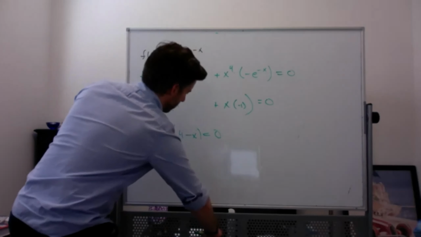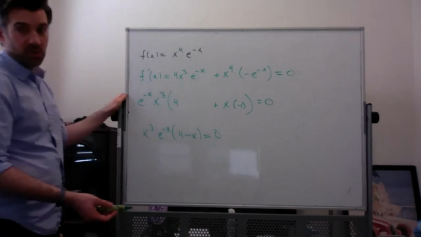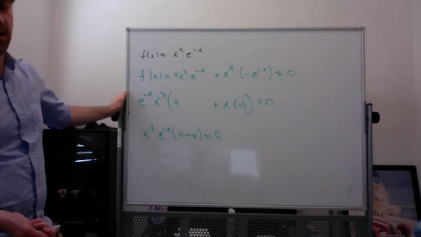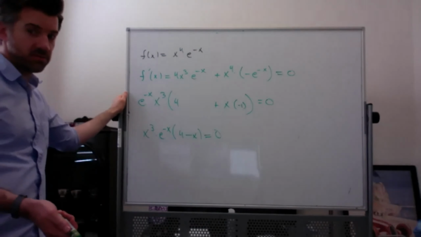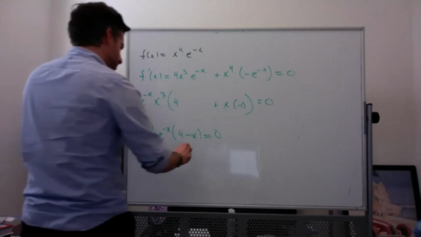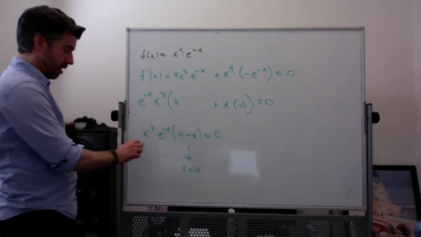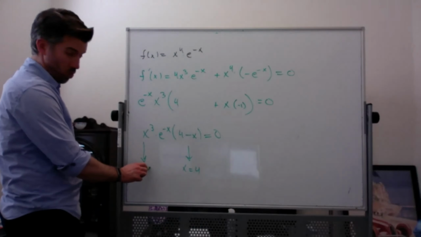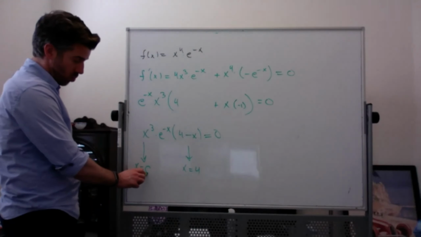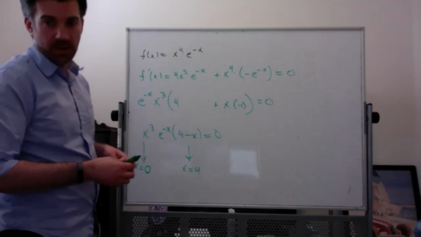All right, can anyone tell me one of my critical values? You could even say words. Yep, 4 is one of them. What else? So you bring up a good point.